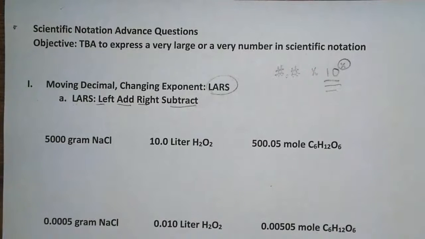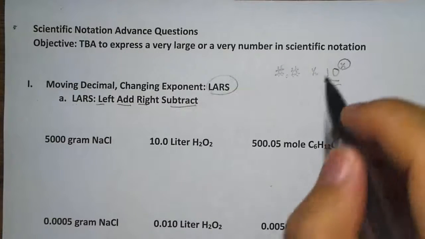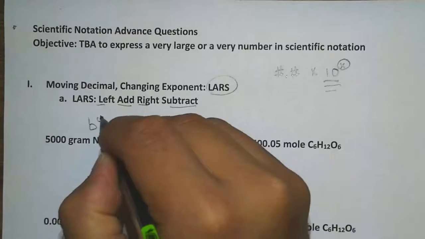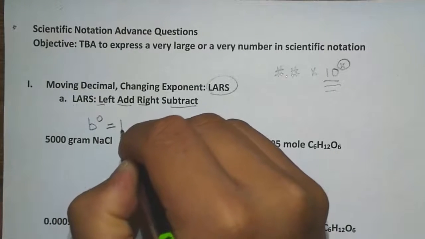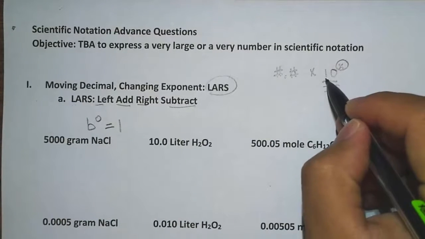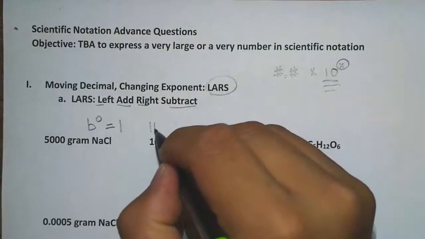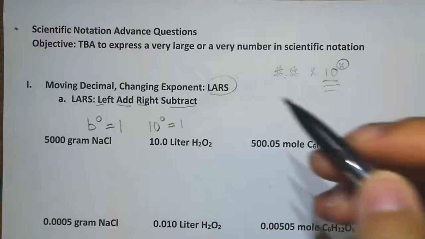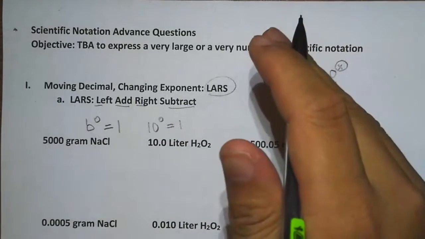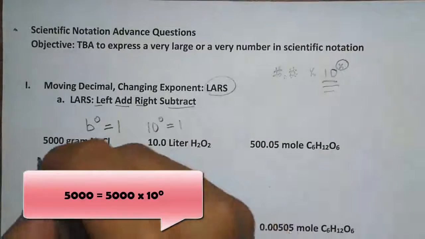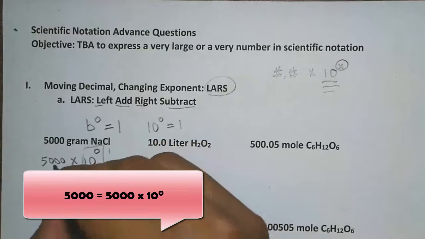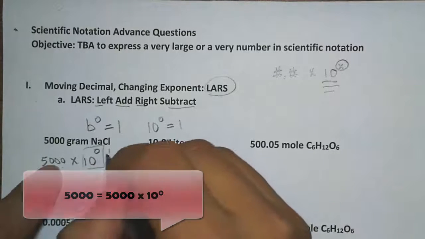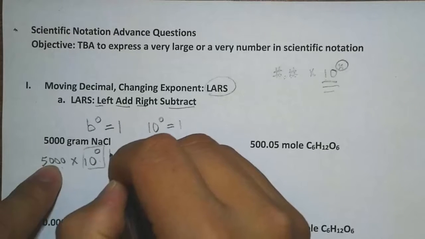But there's one thing that you need to know about exponents. That is, any number to the 0 is equal to 1. So we can assume that 10 to the 0 is also equal to 1. And anything multiplied by 1 is equal to itself. And 5,000 times 1 is equal to 5,000.